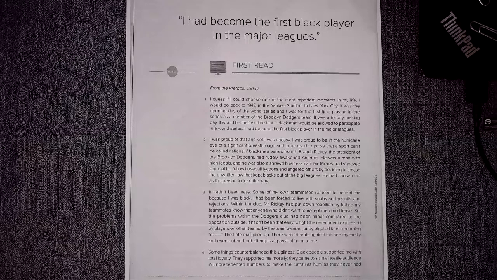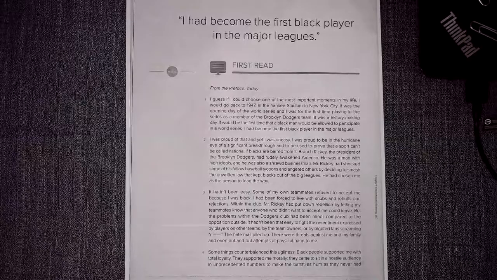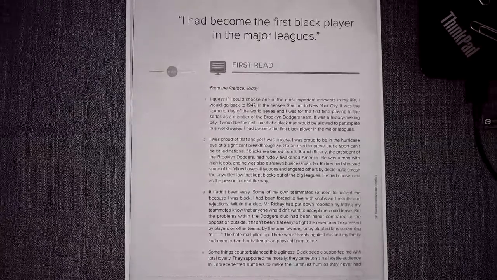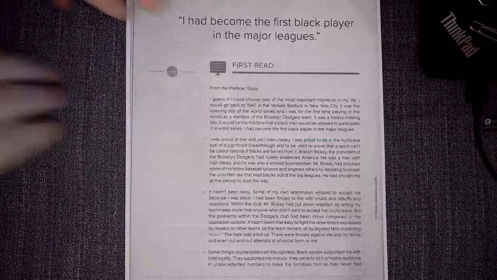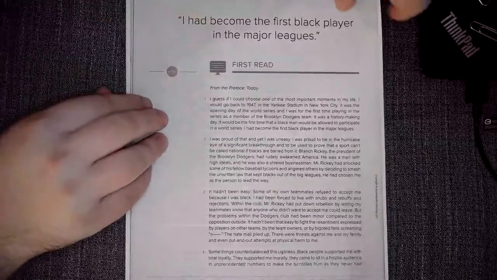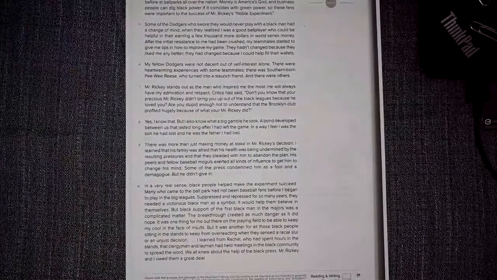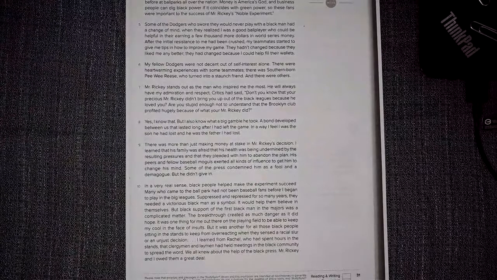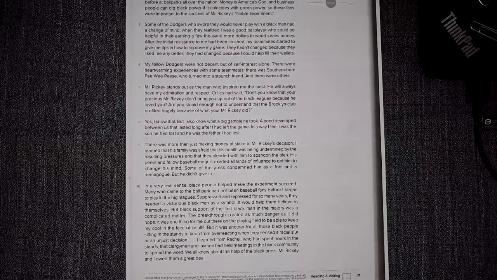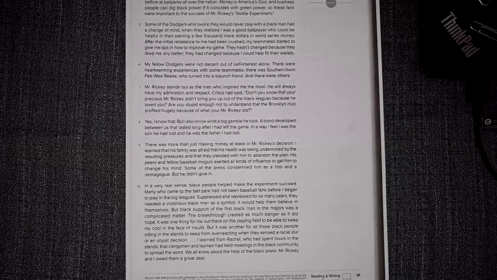Some things counterbalanced this ugliness. Black people supported me with total loyalty. They supported me morally. They came to sit in a hostile audience in unprecedented numbers to make the turnstiles hum as they never had before, at ballparks all over the nation. Money is America's God, and business people can dig black power if it coincides with green power, so these fans were important to the success of Mr. Rickey's noble experiment.